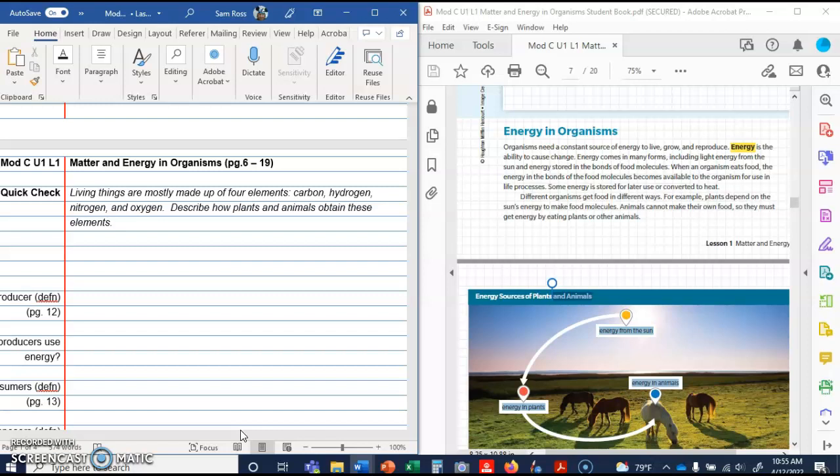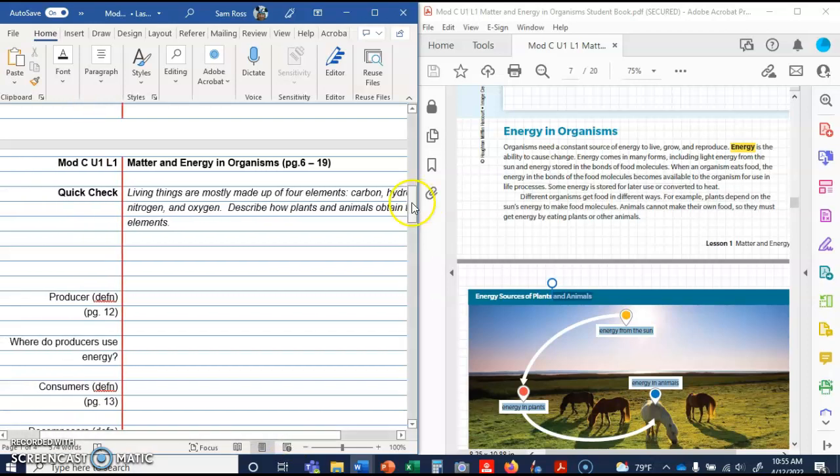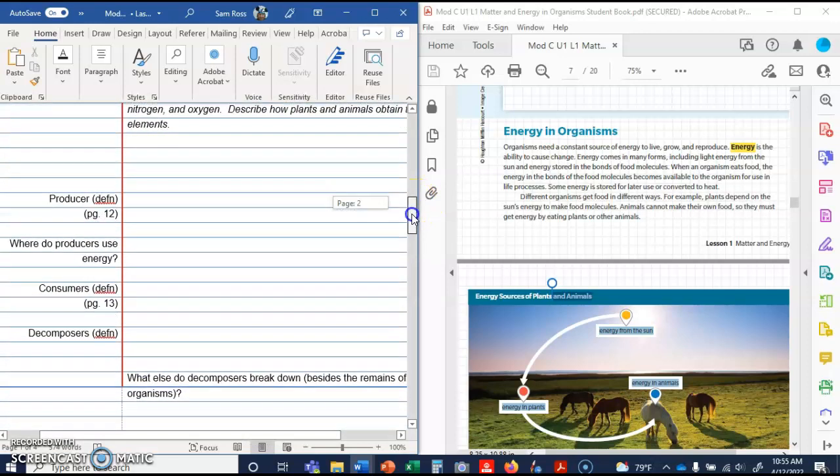I'll say that again. Plants and animals obtain these elements from their environment. Animals drink water, which is hydrogen and oxygen. Animals consume food that contains carbon, nitrogen, hydrogen, and water. Plants take in water and nitrogen from roots. Plants get carbon when they absorb CO2 through their leaves. So if you need to pause and write that down, you can. And yes, you do want to write all of it down.